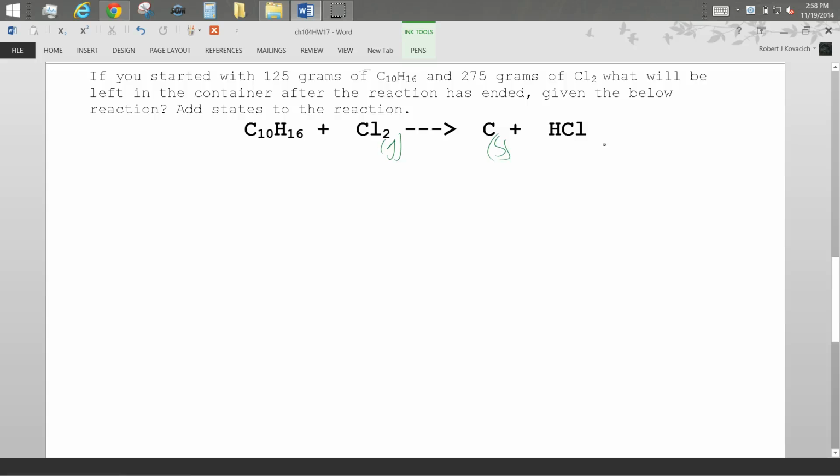It would be super awesome if we could write aqueous, but why in this particular case do I have to write a gas? Because there's no water anywhere. Yeah. And how do you know that these things can turn into a gas?